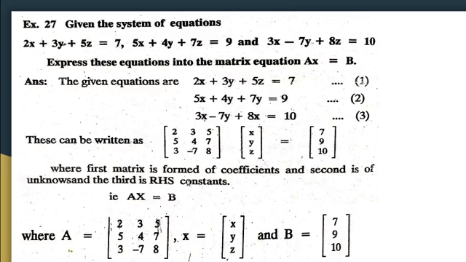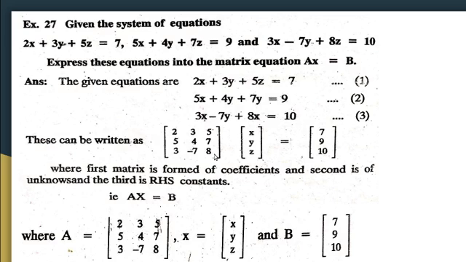Where the first matrix is formed of coefficients, the second is of unknowns and the third is the RHS, right hand side constants. So this is also the form of Ax is equal to B. First matrix is considered as A, then second matrix is considered as X, then the right hand side matrix is considered as the constant matrix B. So this is the way of writing simultaneous equations into matrix form.